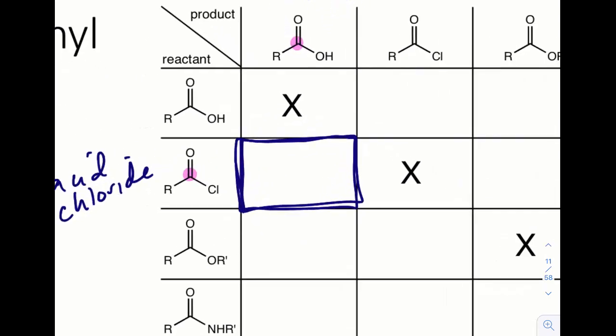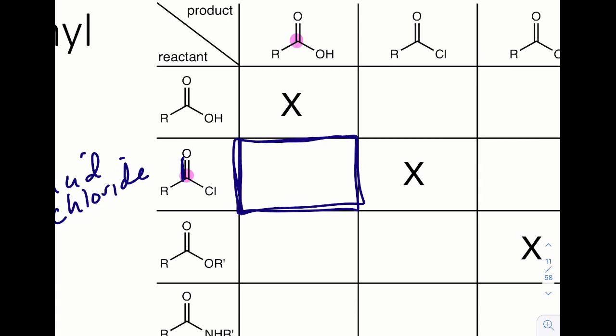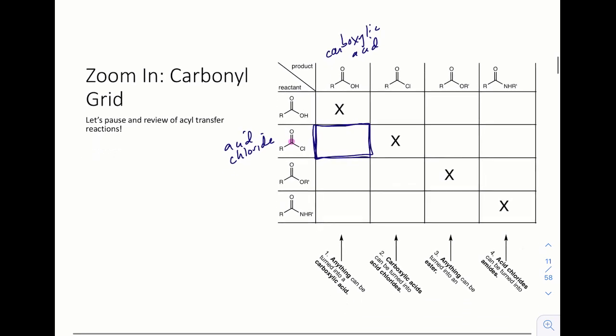We'll just point out one more time: there are 3 bonds between the carbonyl carbon and more electronegative atoms in the acid chloride, and 3 bonds between the carbonyl carbon and more electronegative atoms in the carboxylic acid. So there is no redox occurring in these transformations.